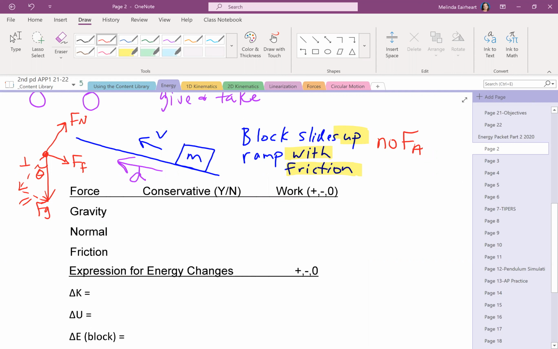So rather than yes or no, I'm going to change gears just kind of with our verbiage. Who's conservative? Who's not conservative? Gravity. Yes. Conservative. Normal force. Do we have a normal potential energy? No. So it would be non-conservative. Friction. No, non-conservative.